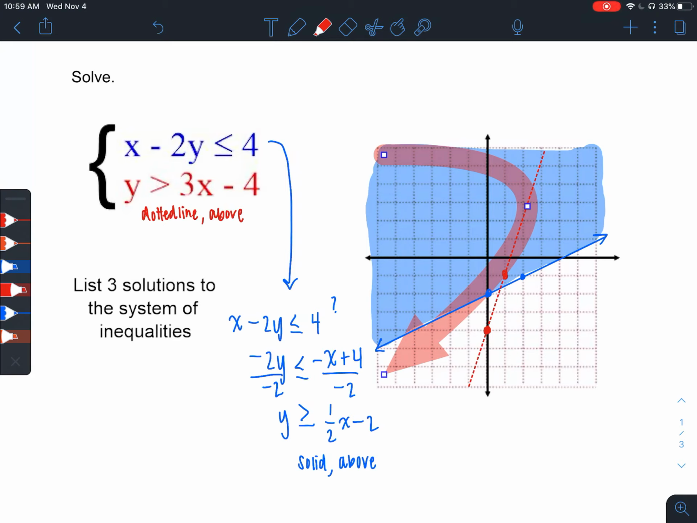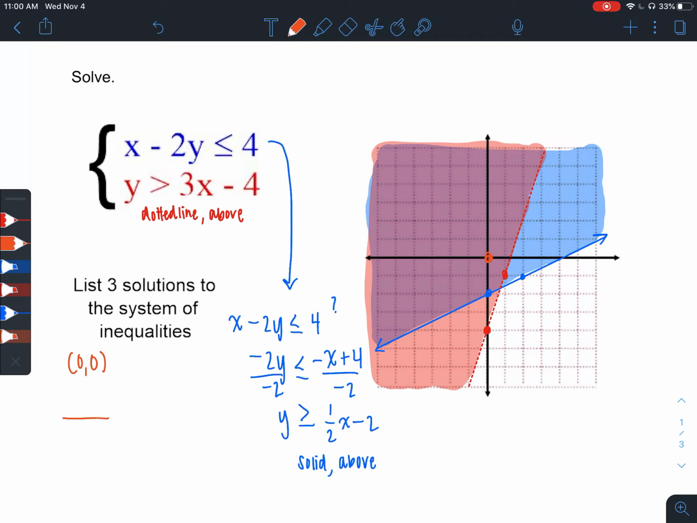Okay, so that overlapped region in the purple is where our solutions are. For instance, 0, 0 is a solution. And I want you to go ahead and name two more solutions. You could have had a lot of different answers there. There are infinitely many solutions to the system.